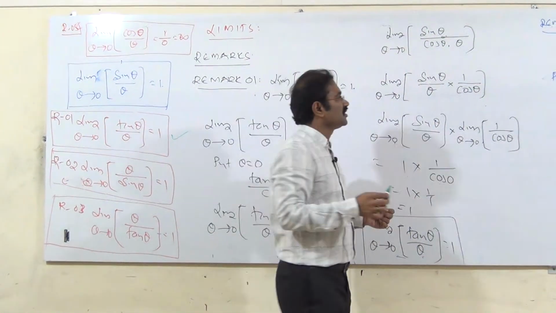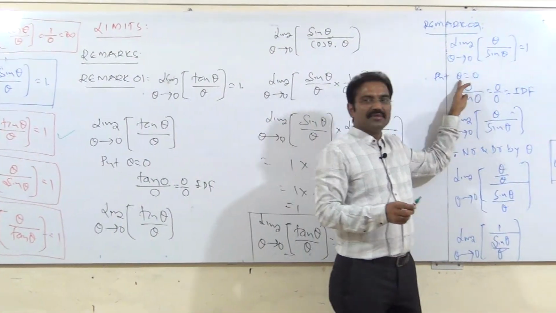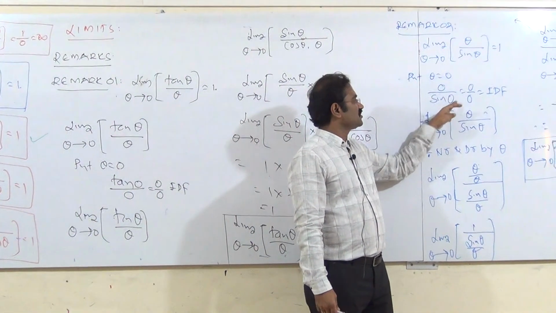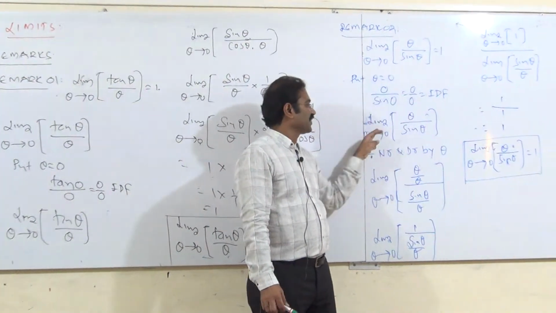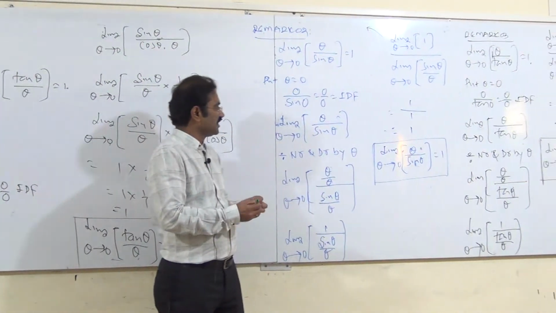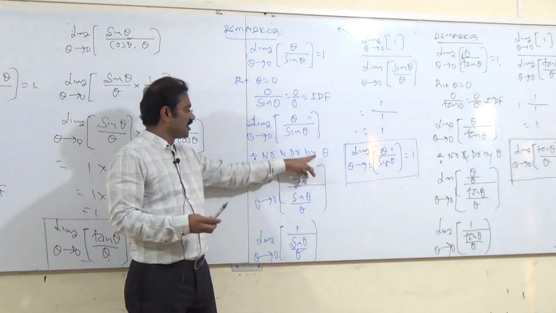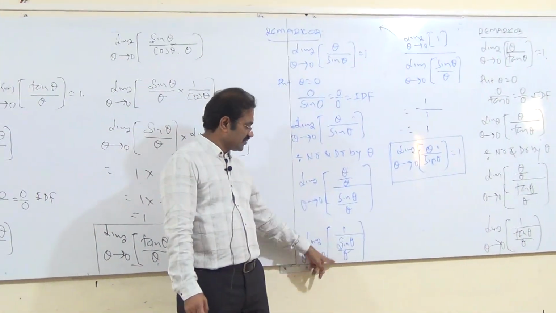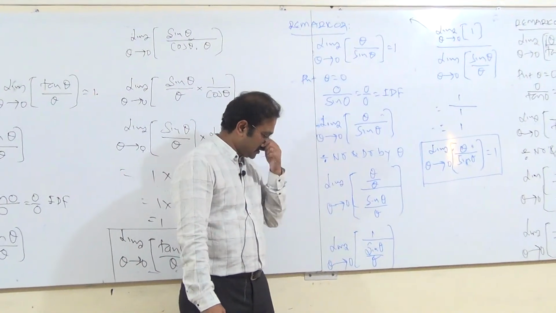Then theta by sin theta, again the same procedure. Theta by 0, sin 0 by 0, indefinite. Then I go for sin theta by theta: divide numerator and denominator by theta. Numerator is 1, theta by theta, apply the limit on the top, and apply the limit on the bottom too.